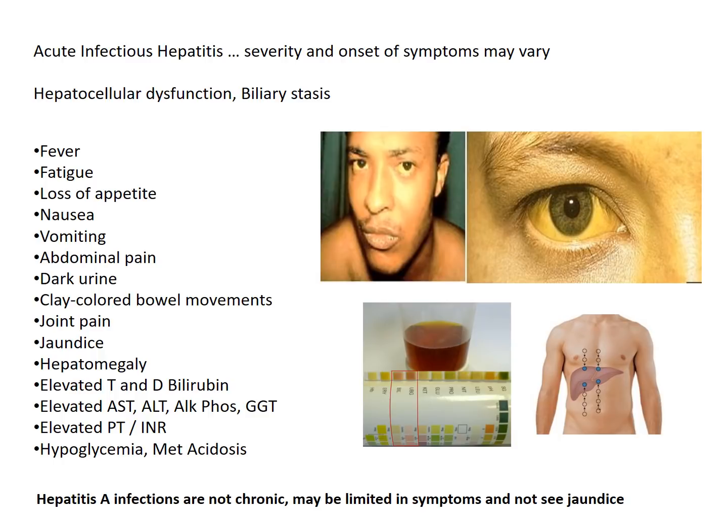Signs and symptoms of acute hepatitis: fever, fatigue, loss of appetite, nausea, vomiting, and then the individual becomes jaundiced due to the inability to metabolize and eliminate bilirubin. This causes the yellow icteric staining of the sclera and skin, causes dark colored urine, clay colored stools.